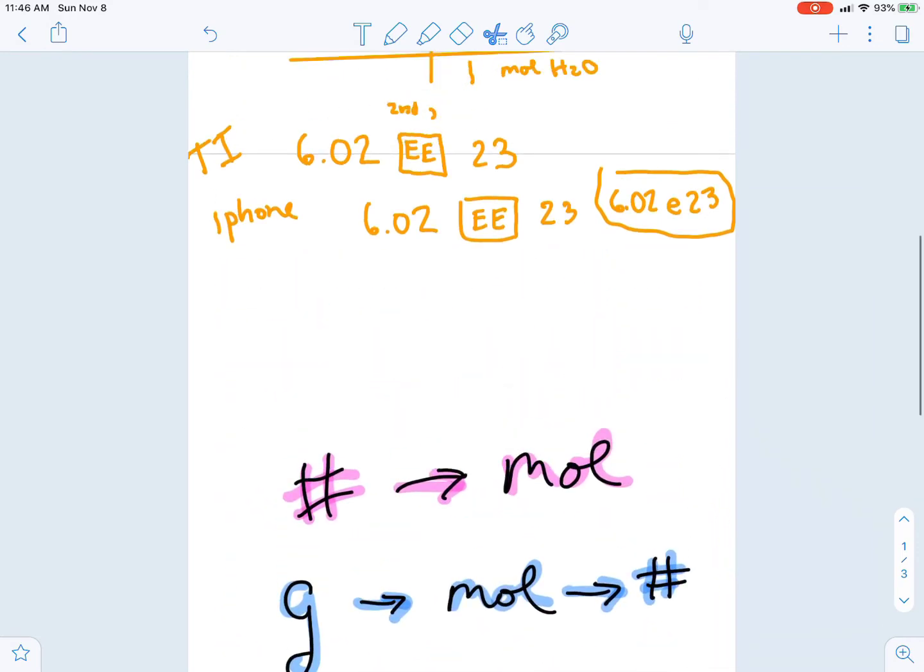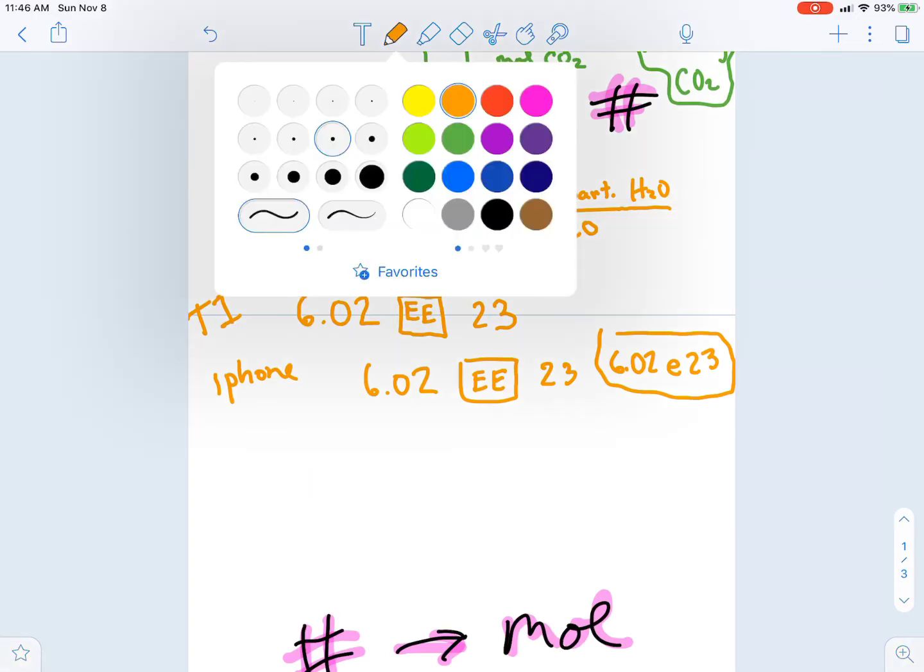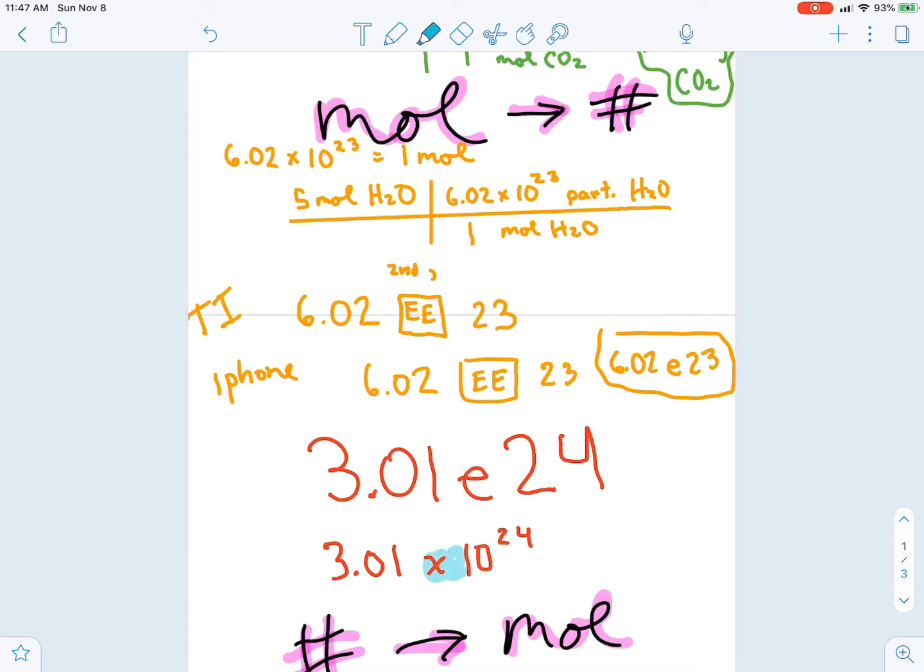All right. I'll just write the answer here. Okay, so I got that in, 6.02 times 10 to the 23rd times 5. And so I'm getting 3.01, and this is what it says on my iPhone. But that's not how we're going to write it. We're going to write 3.01 times 10 to the 24th, okay?